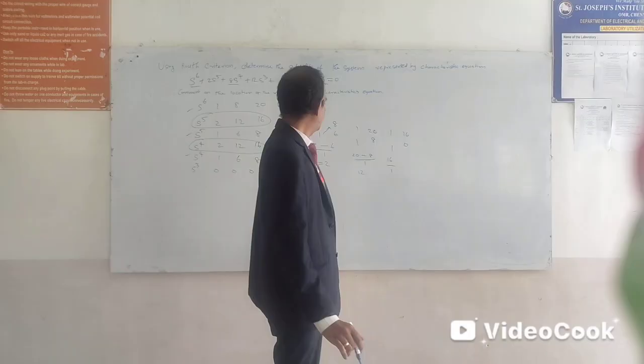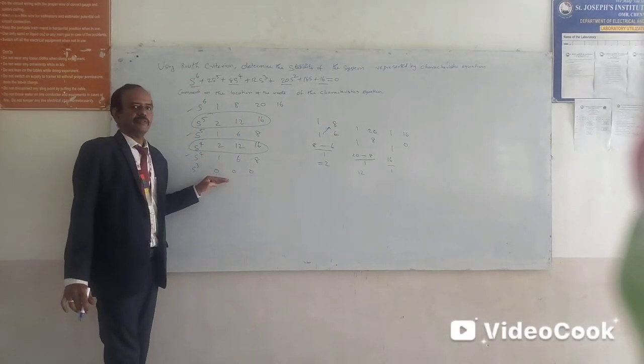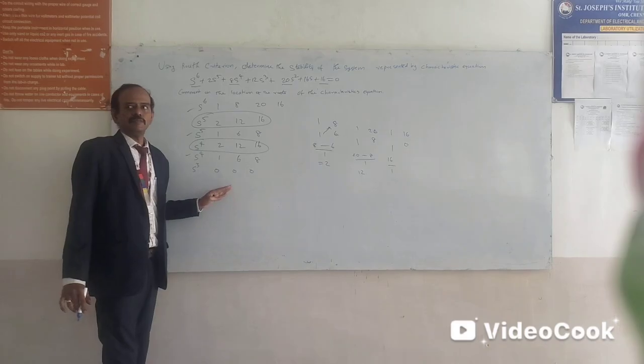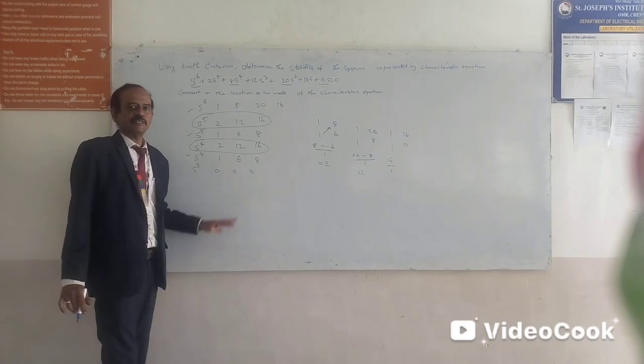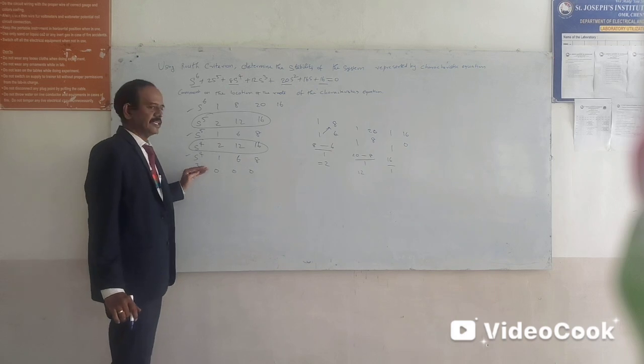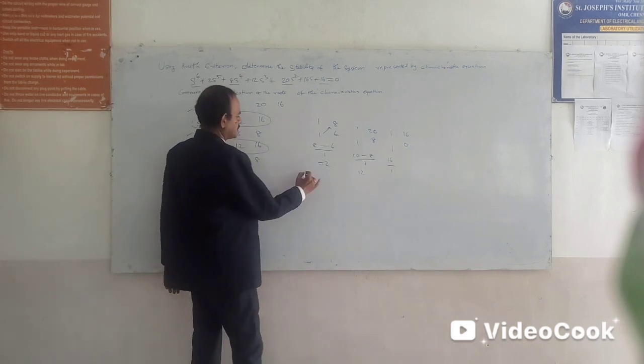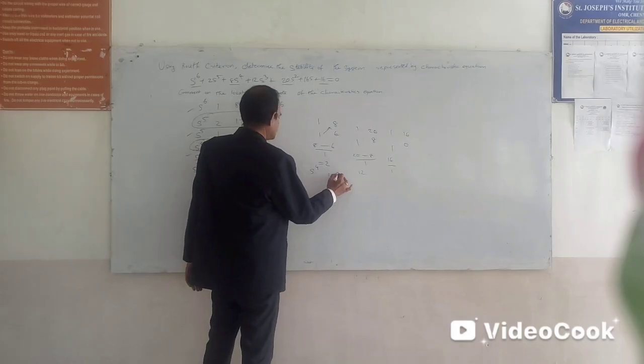If it comes like this, the system will be marginally stable. So this condition indicates that the system is marginally stable. How can you proceed to the next step? How can you proceed with the s power 3 row? For that, we have to form from the s power 4 row. S power 4 is nothing but 1, 6, 8.